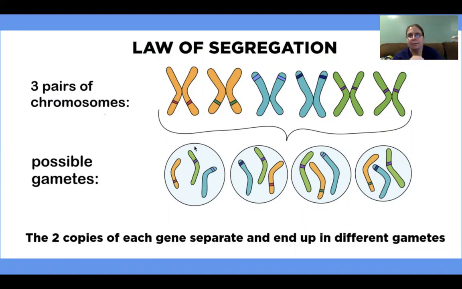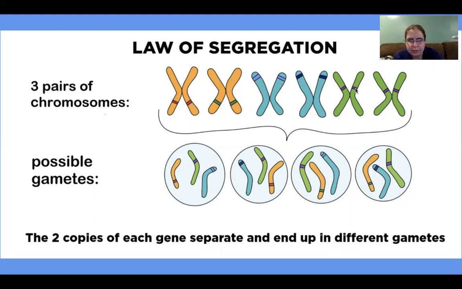So we went from having six total chromosomes, three homologous pairs, to only having three total chromosomes, one from each pair. And if you notice, there's a lot of variation here. They give you these color bands on the chromosomes so you can help track them. Red versus green, blue, light blue versus dark blue.